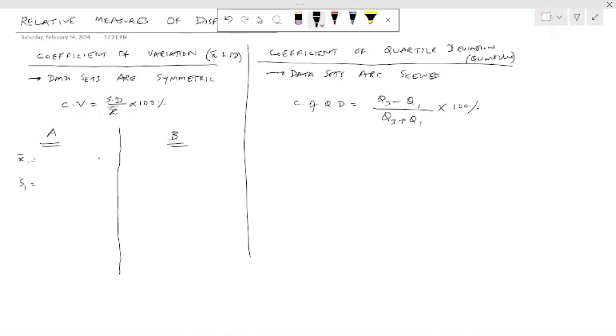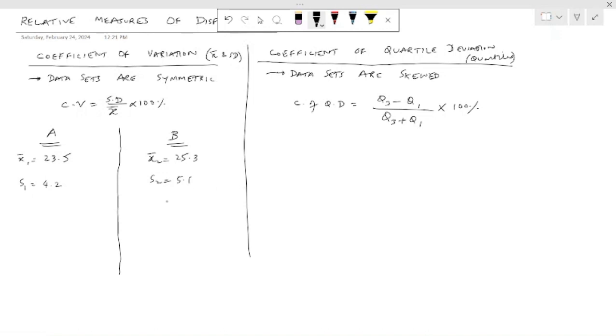and s1. So x1 bar is the mean of the first worker, and let's assume that this is 23.5 units with a standard deviation of 4.2 units. X2 bar, let's assume, is 25.3, whereas the standard deviation is 5.1.